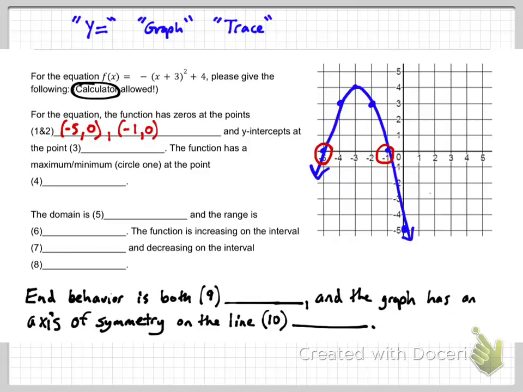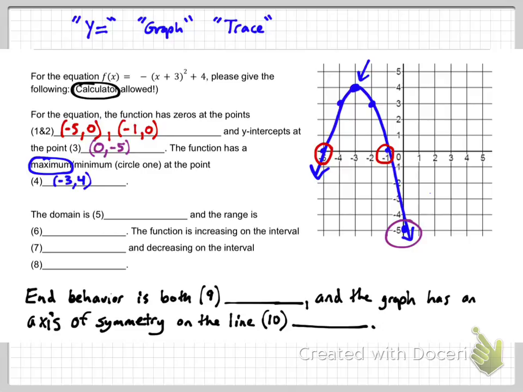There's a y-intercept right there, and that is at y equals -5. Be careful that you can write it correctly. (0, -5) is the point. The function has a maximum up there because that's the highest, so we want to circle maximum. And the point is (-3, 4).